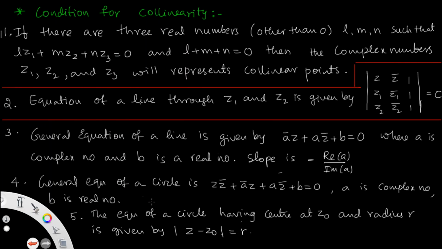In the same way, the general equation of a circle is Z into Z bar plus A bar Z plus A Z bar plus B equal to 0, where A is a complex number, B is a real number. And the equation of a circle having center Z0 and radius R is given in the form mod of Z minus Z0 equal to radius. This is the general form of the equations.